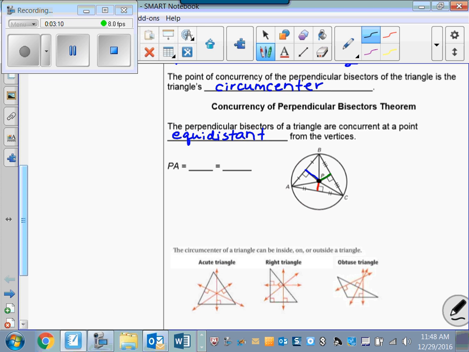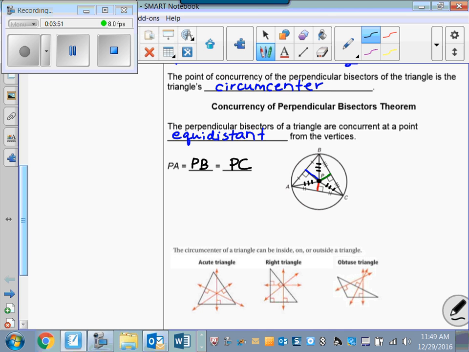There's the circumcenter. And what does this theorem tell us? It tells us that that circumcenter is equidistant from the vertices of the triangle. In other words, PA, I'm going to mark them as congruent. We know that means that their lengths are equal. PA is the same length as PB, is the same length as PC. So somehow you have got to remember that the circumcenter is equidistant from the vertices of the triangle.